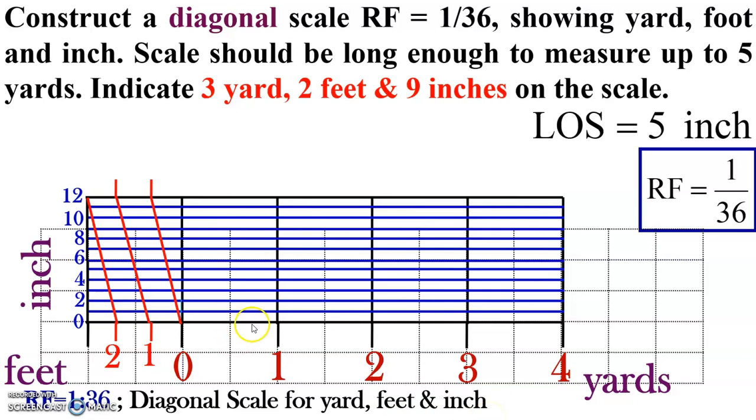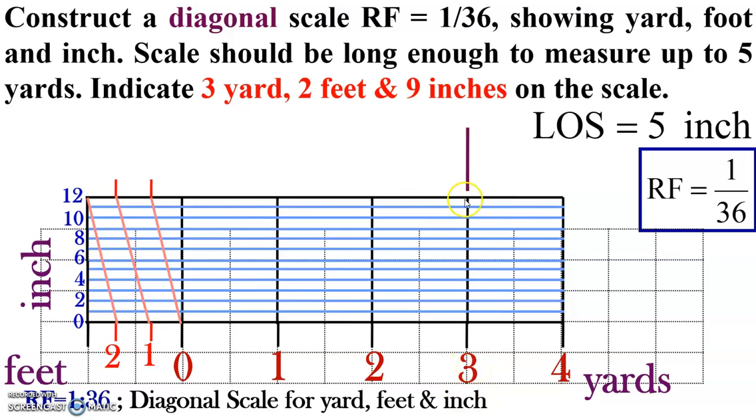Now the last: indicate 3 yard, 2 feet and 9 inches on the scale. So first of all, 3 yard. Which 3 do we have to select, whether it is in blue or whether it is in red? So here it is in red. Clear? That is a yard. That is 3 yard. 2 feet. Which one do we have to select, whether it is in red or whether it is in blue? Here red indicates the feet and blue indicates the inch.